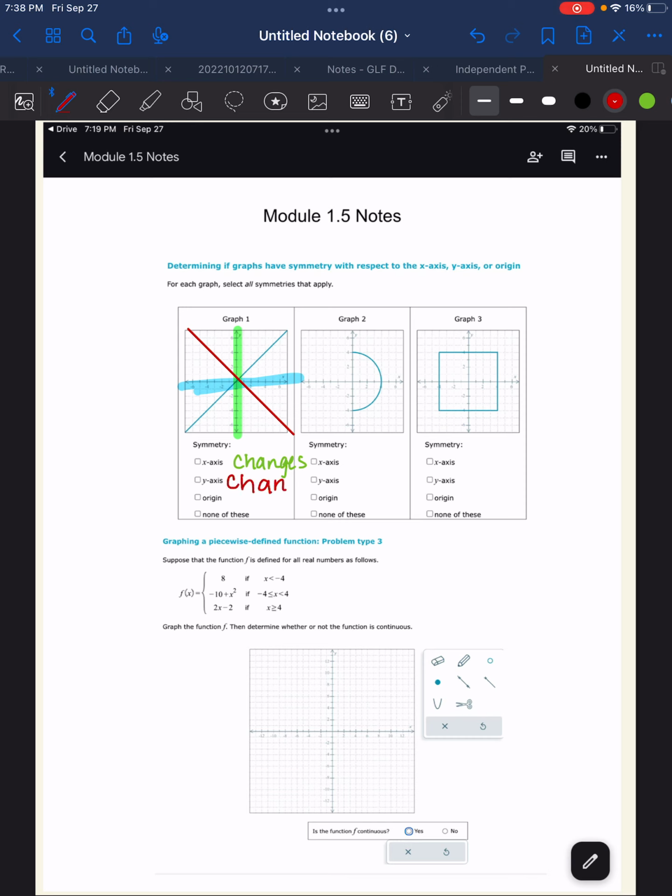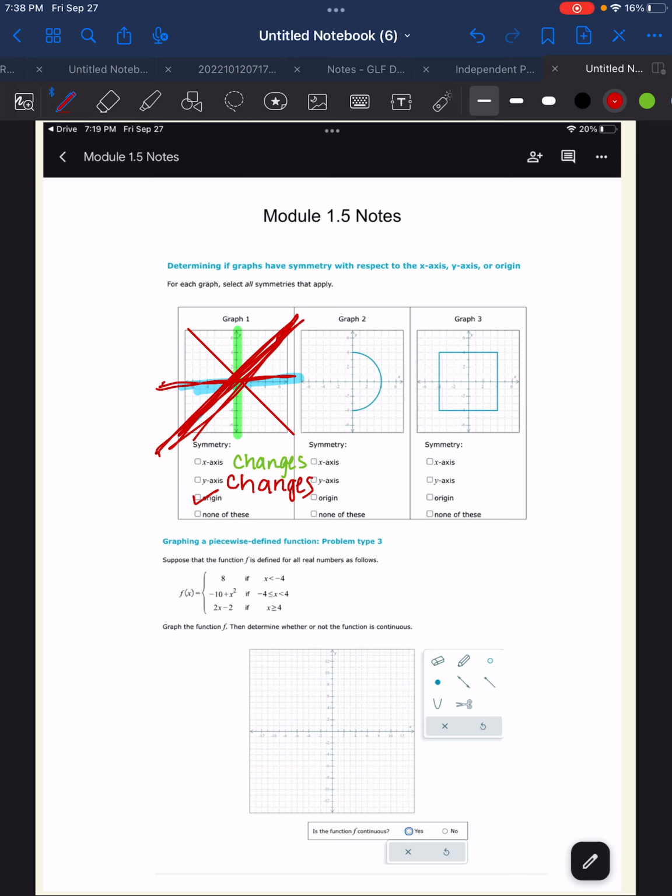However, when I take the line and move it around the origin, so here's my line right here. When I move it 90 degrees, it's here. When I move it 180 degrees, it's back here. So the origin is the only thing that changes.